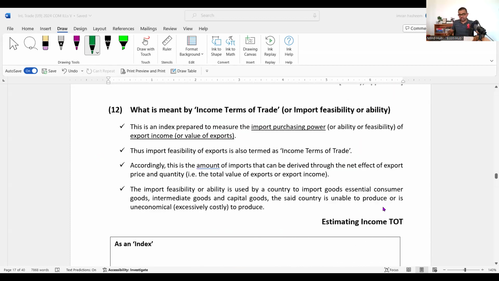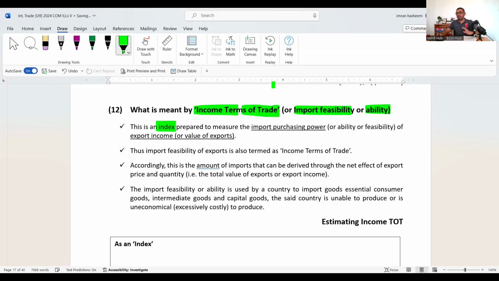the next terms of trade related concept, which is called income terms of trade. Most of the time in textbooks and in your paper also, sometimes we refer to this as import feasibility or ability, if not income terms of trade. There's a reason why we call it income terms of trade. Right. So the concept, this is an index. Again, this is also an index, right? Terms of trade are always indexes prepared to import purchasing power. Again, we are showing the import purchasing power. The difference is export income.